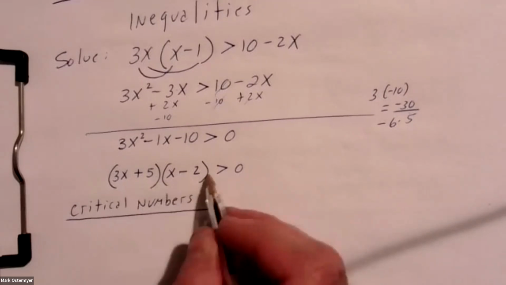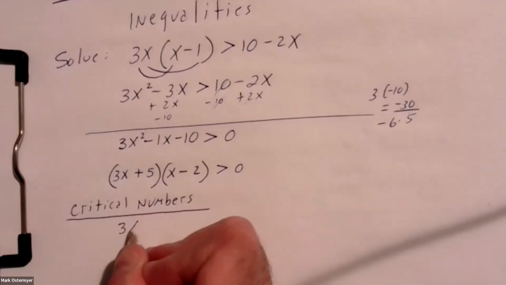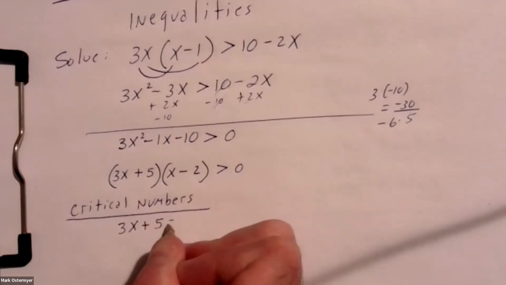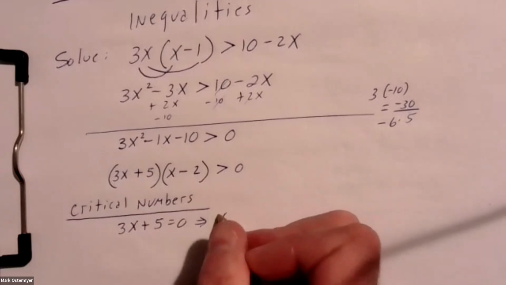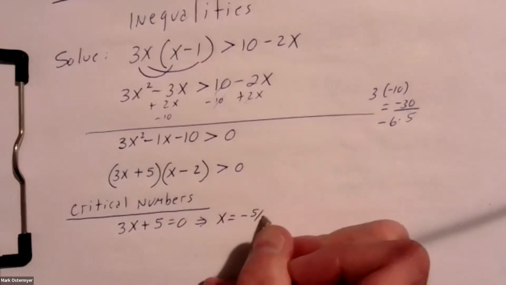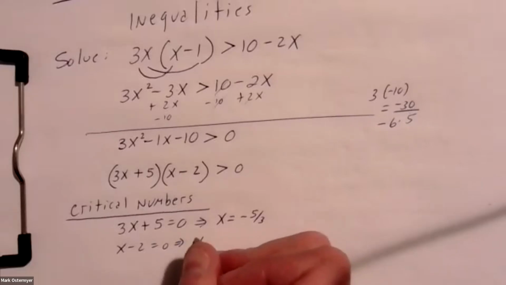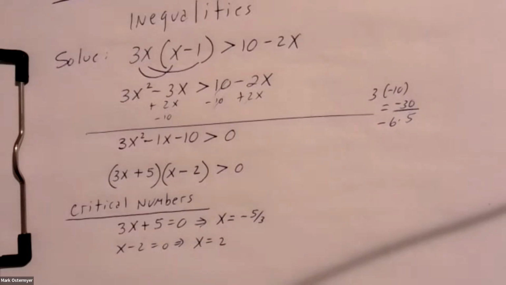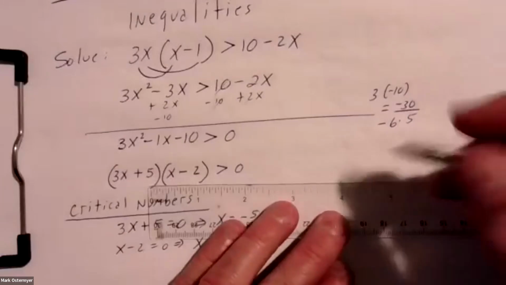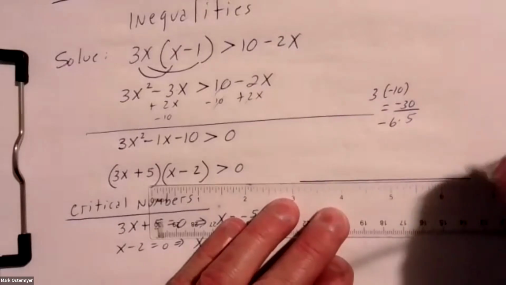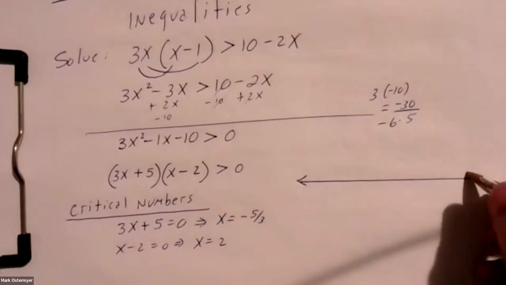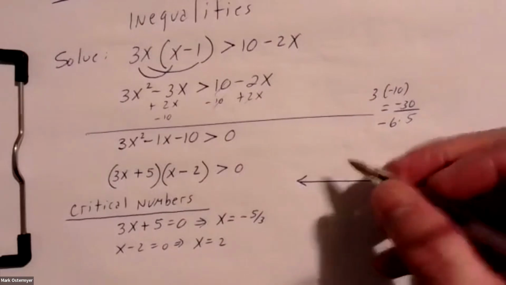Anyways, those are going to be the numbers that send these factors to a value of 0. So we take both factors, set them equal to 0, and solve for x. Here we get negative 5/3. Setting our second factor, x minus 2, equal to 0, solving for x, we get x equals positive 2. So what these numbers are going to do is partition our number line up into different intervals that need to be tested out with our polynomial inequality.